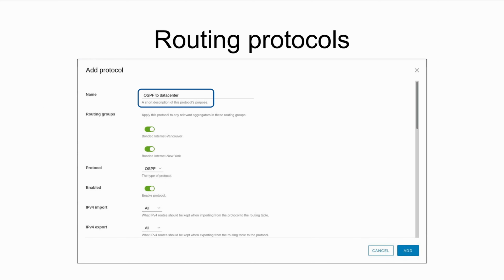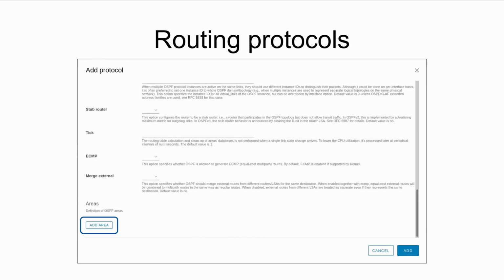On the Private WAN tab of the space, click Add next to the protocol list. The name is optional, but lets you write a short description of what this protocol is used for. You can specify one or more routing groups for this protocol to be active in. From the protocol dropdown, choose OSPF. You can also select BGP, Babel, or static, depending on your data center configuration.